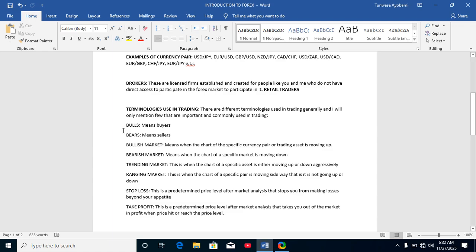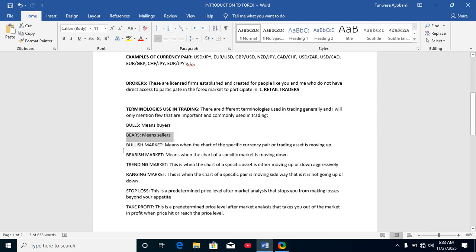So the first one is bulls. What do we mean by bulls? Anytime you hear a Forex trader saying bulls, it means buyers. Those that are buying the market are called bulls. Then we have bears. Bears are known as sellers. So when you hear them saying, I'm bullish on this market, that means I want to buy this market. I'm bearish on this market, that means I want to sell this market. Do you understand? That's the meaning. Bulls means buy, bears means sell.